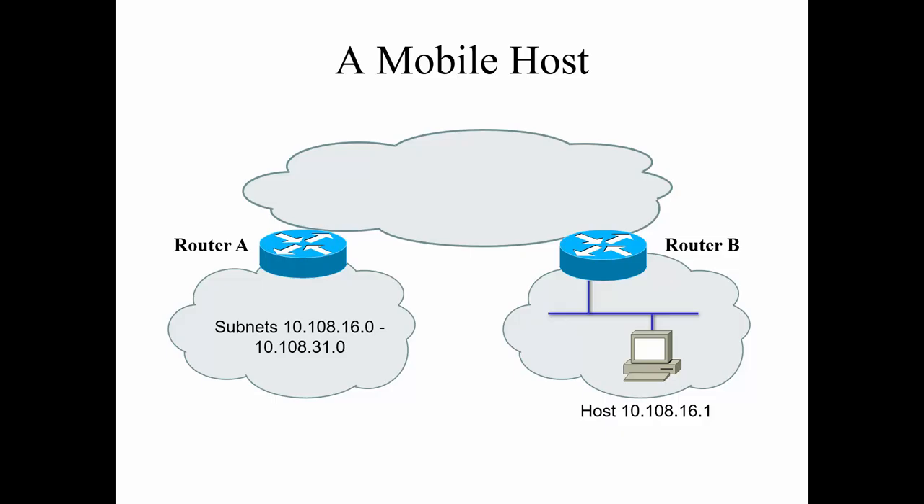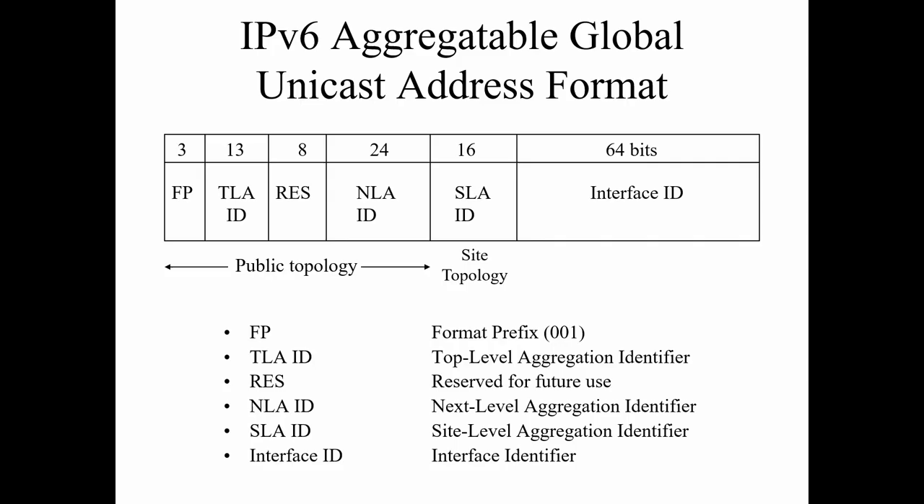So let's talk about IPv6 for a minute. And we're going to talk about the global unicast addressing format. So here we have a simple unicast address format header, our FP, our format prefix, our top level aggregate identifier, TLA ID, we have our reserved for future use, our RES, our NLA ID, next level aggregation identifier, our site level aggregator identifier, then our interface ID, and it's just going to be our interface identifier. So this is a simplified unicast address format. I don't really know why it's brought up here, because we don't really talk about this, the header formatting, just yet.